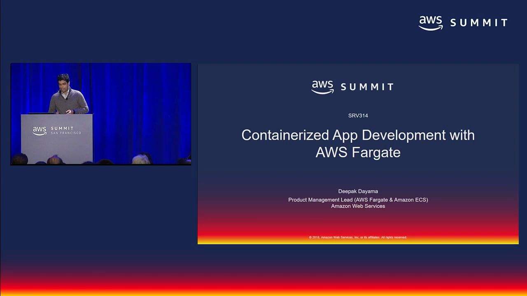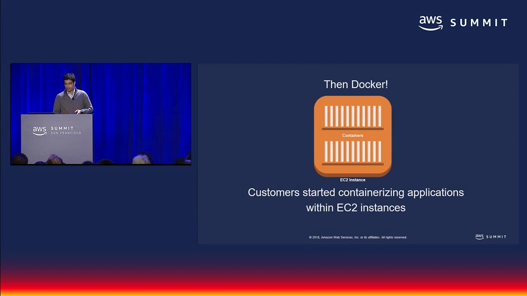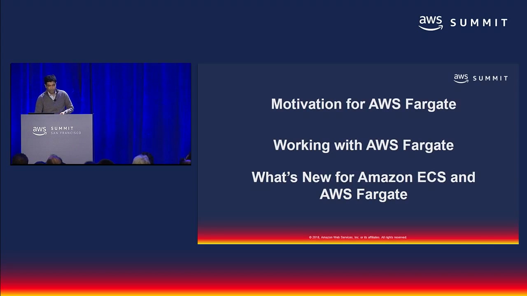So this is a 300-level session. We'll go over, first of all, what is the motivation? Why did we build Fargate? Secondly, apart from where it sits in the container ecosystem and the different layers you need to think about, how to actually deploy your application with Fargate, and how to think about this as your data plane layer. And thirdly, some of the new enhancements that we have launched after the Fargate launch, both for ECS and for Fargate.